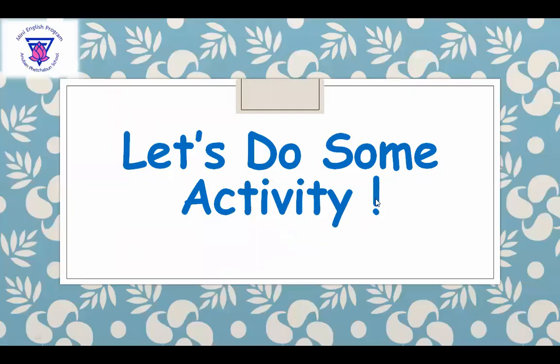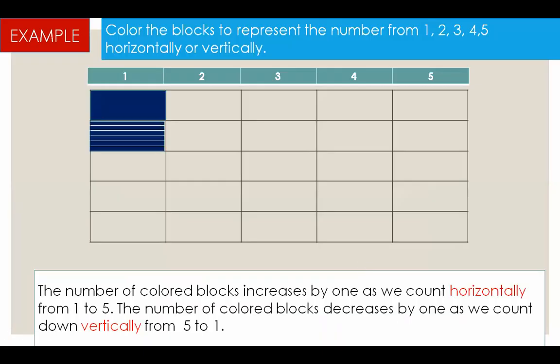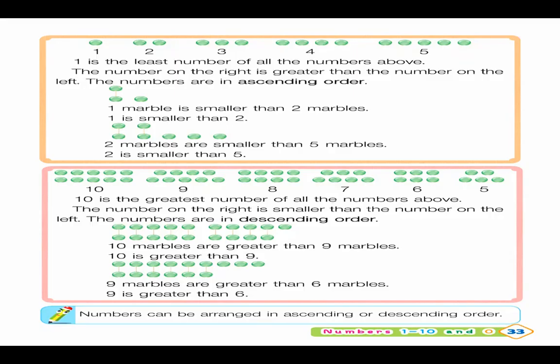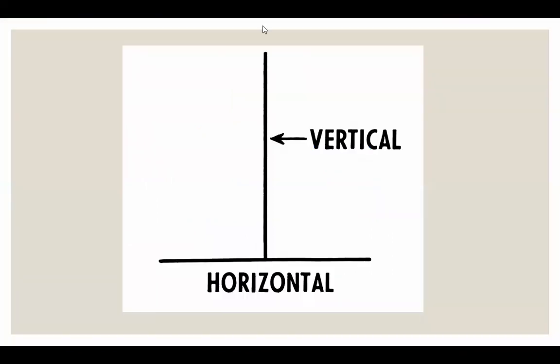Here is another activity. This would be our activity today. Go onto your book and find page number 34. Let's do some activity. This one is a vertical sign and this one is the horizontal line.